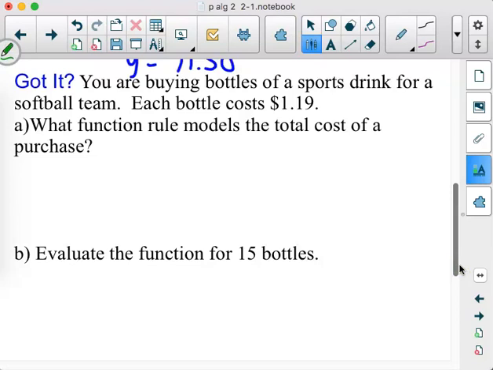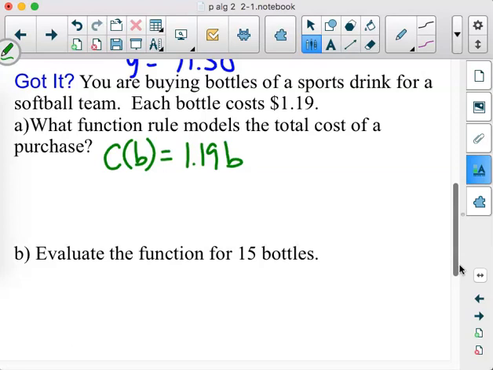Got it. You are buying bottles of a sports drink for a softball team. Each bottle costs $1.19. Yeah, they don't want to say Gatorade. What function rule models the total cost of the purchase? Oh, all right. Well, then I'm going to do cost, and I'll use B for cost per bottle. Oh, well, it's just $1.19 each. $1.19 for each bottle. So 1.19B. And that's a function rule. And again, B, the bottles, is independent. I get to pick that.